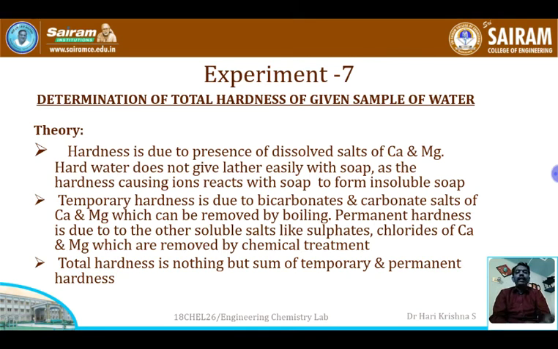So I have two types of hardness. One is temporary hardness, the other one is permanent hardness. Temporary hardness is caused due to bicarbonate and carbonate salts of calcium and magnesium, whereas permanent hardness is caused due to chloride and sulfate salts of calcium and magnesium. This temporary hardness can be removed by boiling the water. I'll just give you a simple example.